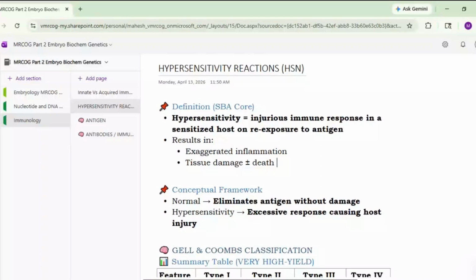Welcome all. We continue with our immunology module, and today's topic for the discussion is hypersensitivity reactions. Very important topic from the examination point of view. Please concentrate on this topic.